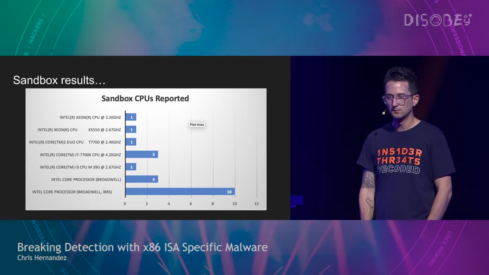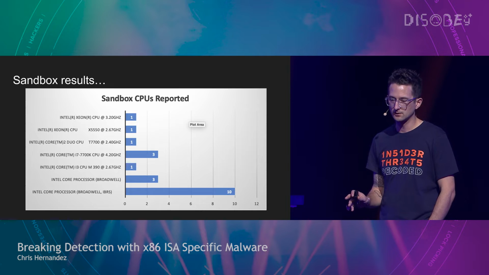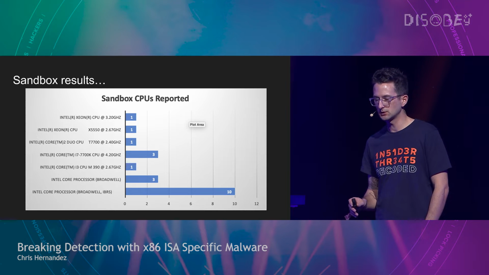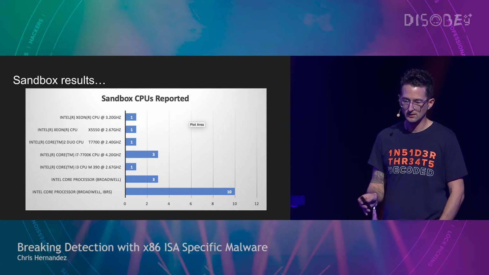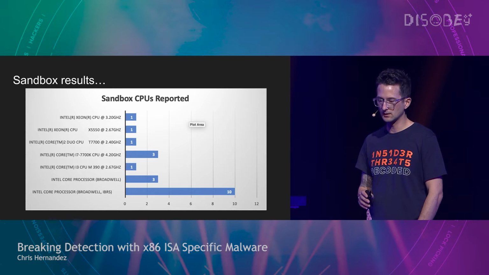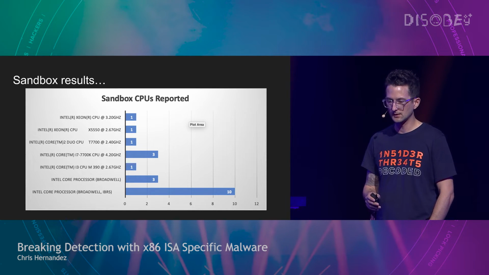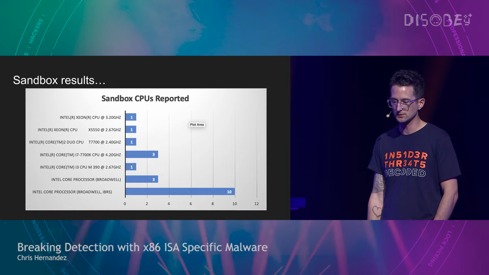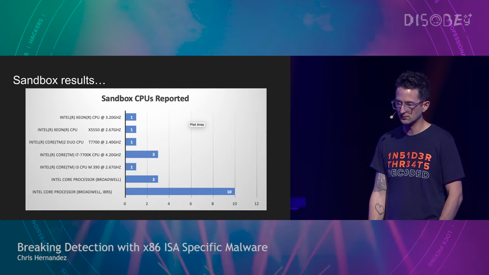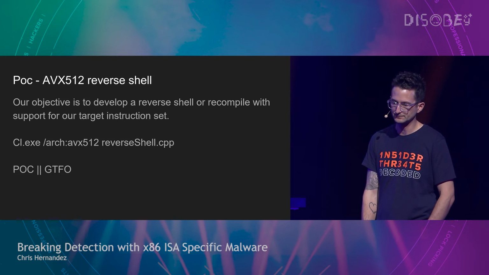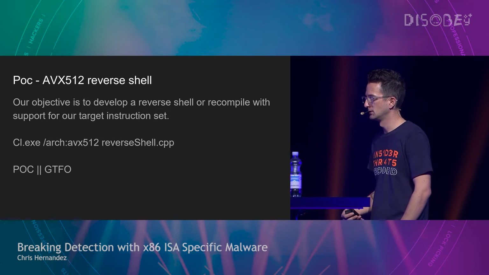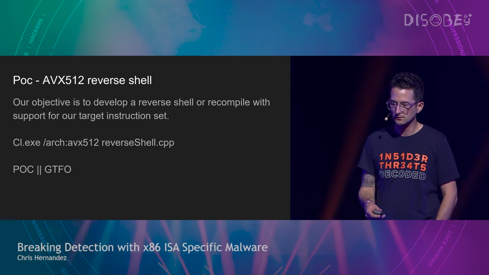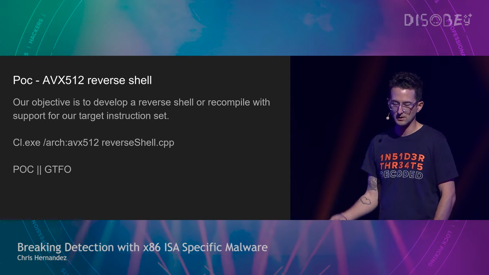multiple times. But if we were looking at making malware that could generally run on most systems and avoid detection in most sandboxes, I would again target something like the AVX 256 instruction set or AVX 512, because there were only 2 Xeon CPUs in the results that could possibly execute those opcodes. Now that we've gotten our hardware information out of sandboxes, we need to create our proof of concept and get hopefully a shell.